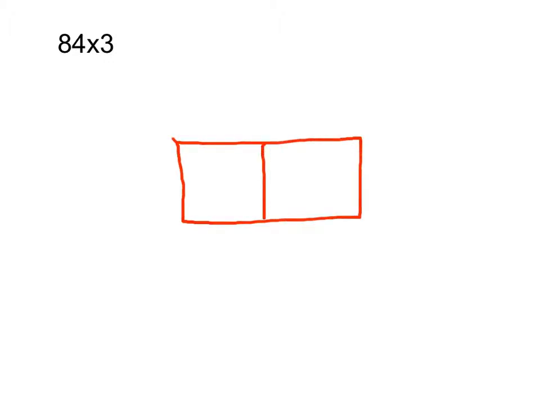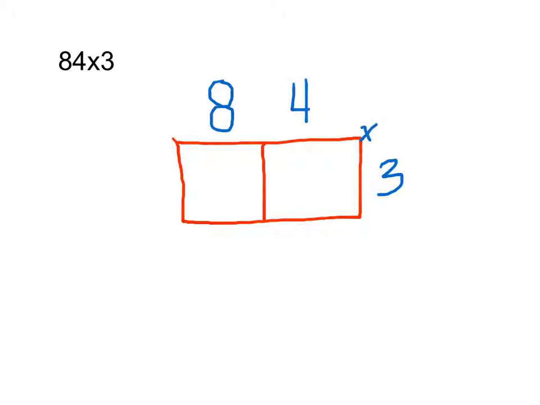For our next problem, we have 84 times 3. I know that my first number has 2 digits, so I'm going to draw a box with 2 boxes in it. You can then write your problem to make sure that you have all of the boxes correct. And I know that I have 84 times 3.